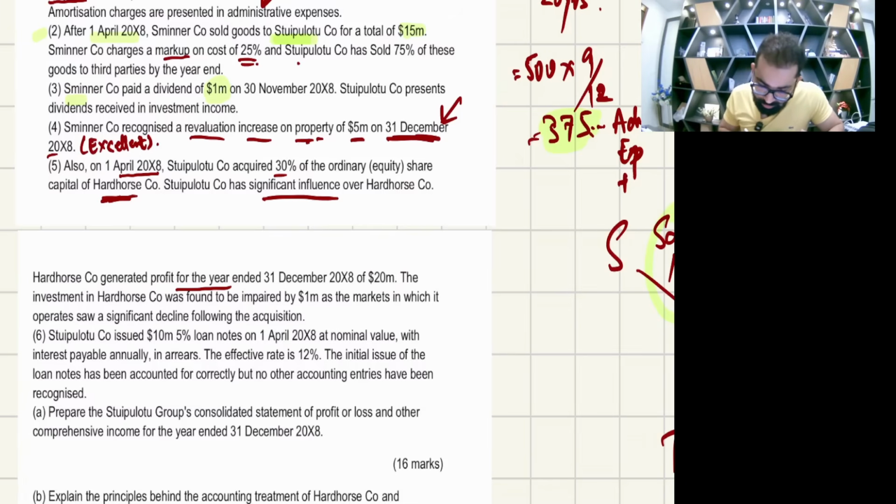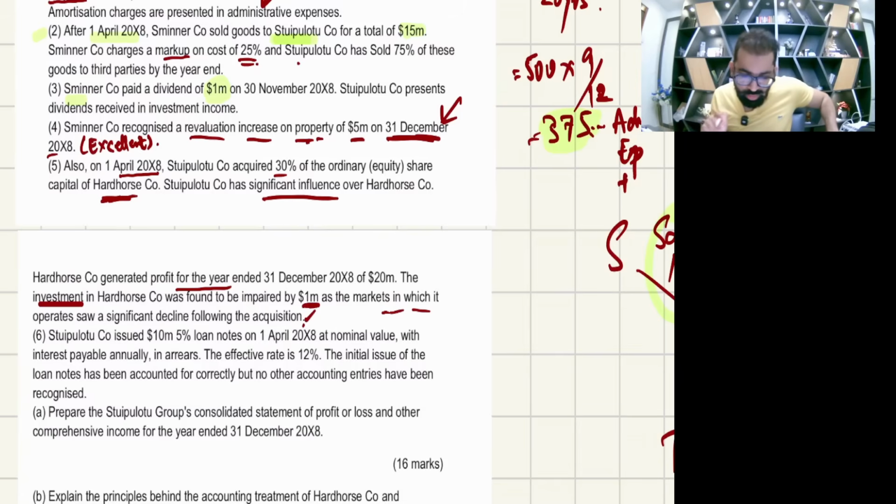Now, the investment in H company was found to be impaired. The investment, see, they are not talking about the complete company. They are not talking about the 100% company. They are talking about our investment, which is already 30%. So they have given you a ready-made impairment of our investment, and our investment means 30%, so it's already prorated, so you don't need to apportion this 1 million. No need to apply any percentage on it, as the market in which it operates saw a significant decline following the acquisition.